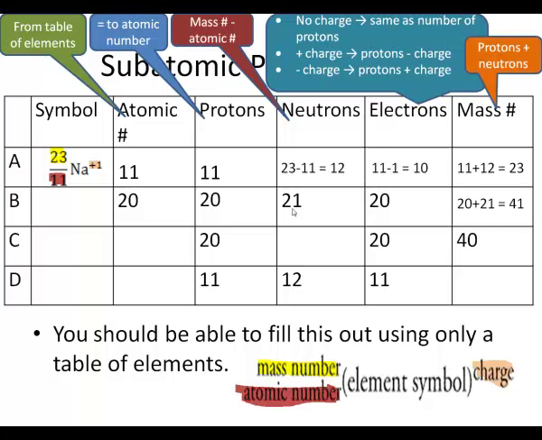So now that we have all this information, we're ready to write our symbol. The mass number, that's the first thing we need to know. That's 41. Check, that's done. Next one, atomic number, that's 20. Check, that's done. Then we come to the element symbol. If you look at your table of elements for atomic number 20, that corresponds to calcium. So I know the element we're talking about here is calcium.